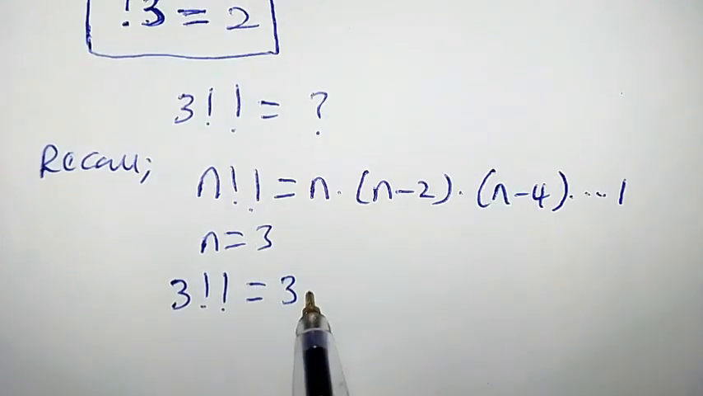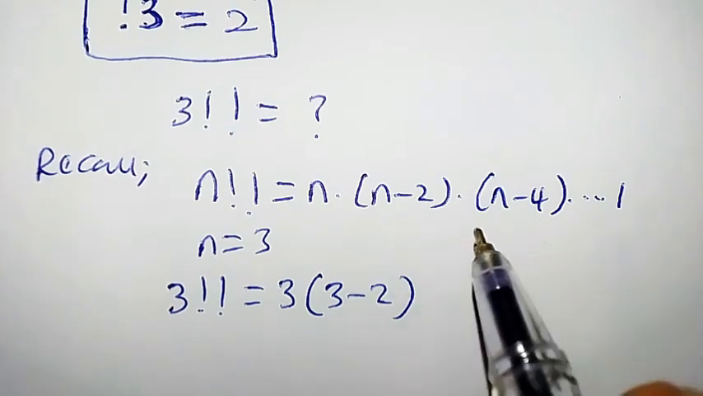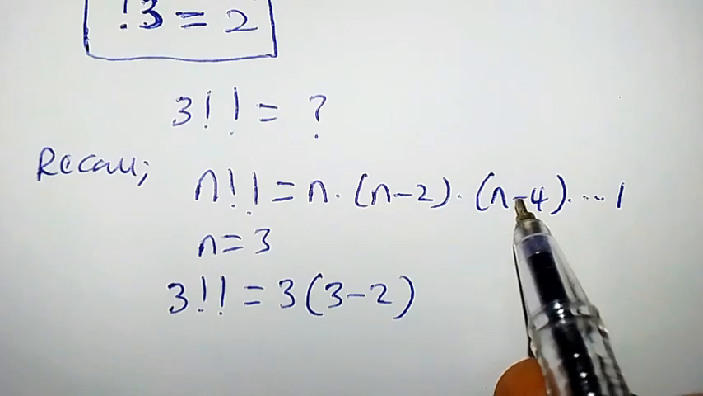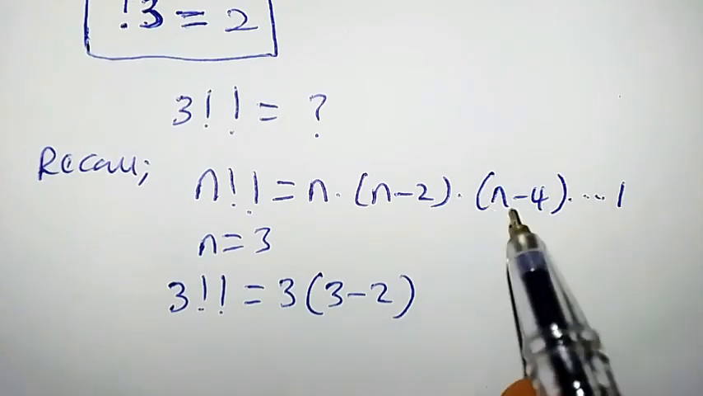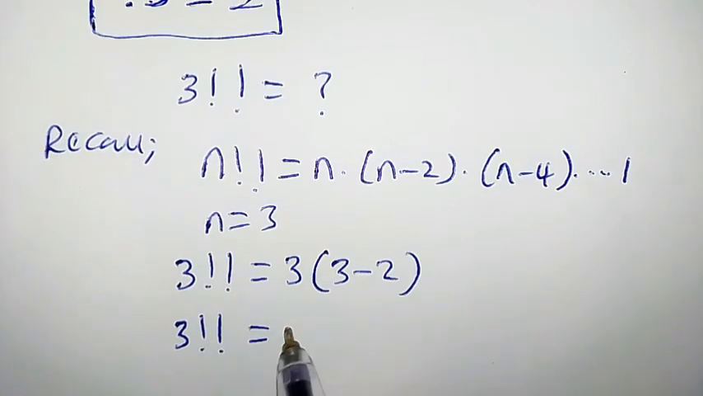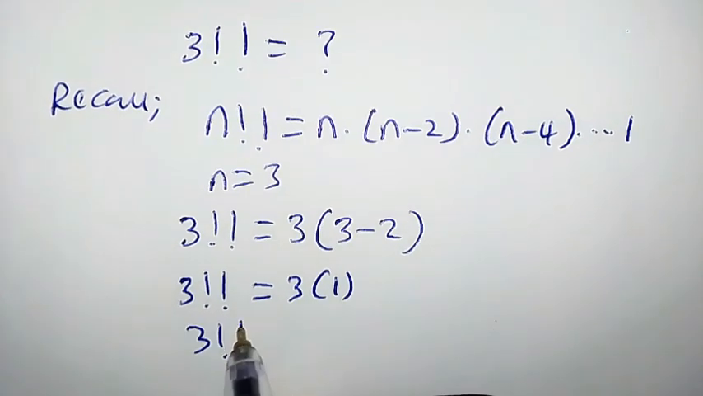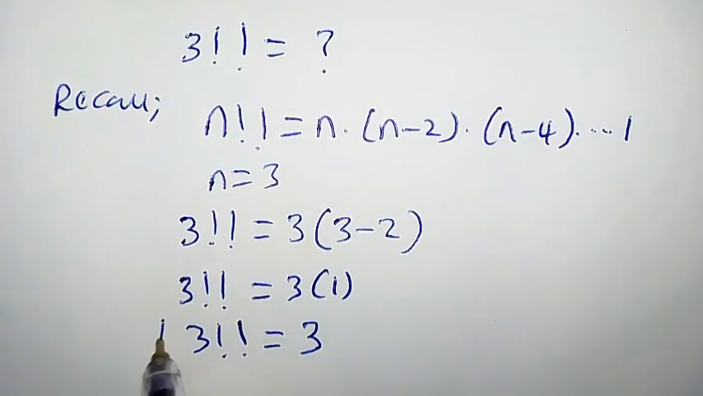So we have 3 into 3 minus 2. If you try to proceed further by substituting the value of n into this guy, that will be 3 minus 4, which is negative. So we are going to ignore the rest. That means 3 double factorial is equal to 3 into 1. 3 minus 2 is 1. 3 double factorial is equal to 3 times 1, that is simply 3. Take note of this.